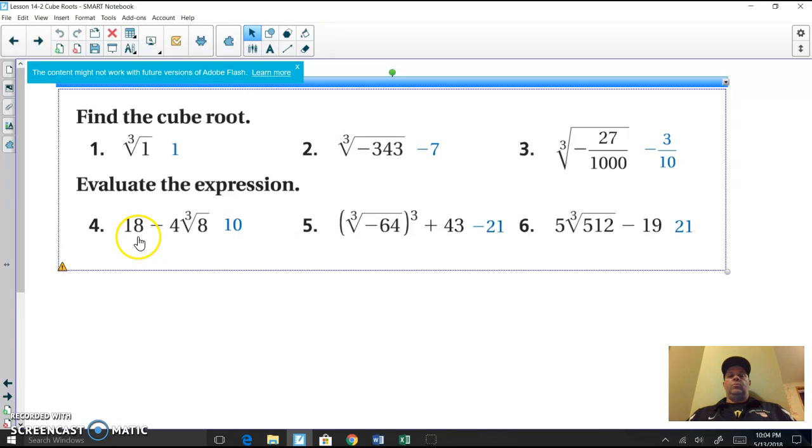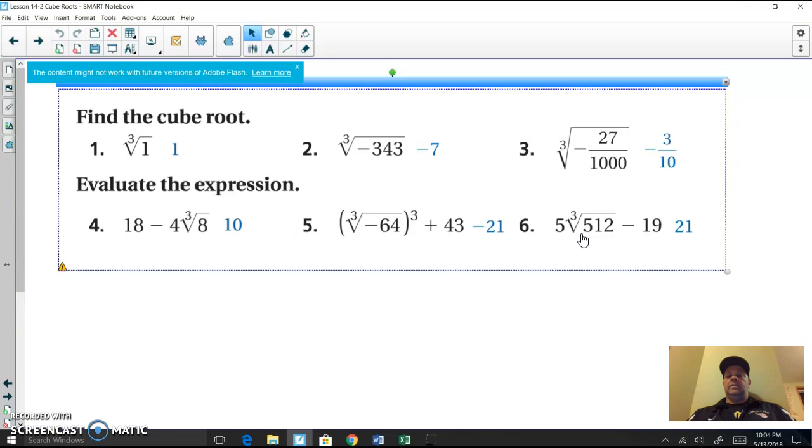When we do this problem, we take 18 minus 4 times the cubed root of 8. The cubed root of 8 is 2, times 4 is 8. 18 minus 8 gives us our answer of 10. In number 5, the cubed root of -64 to the third power is -64 plus positive 43, and our answer is -21.